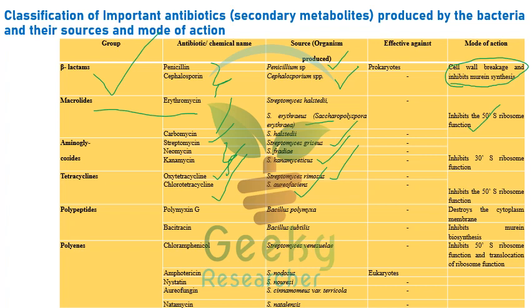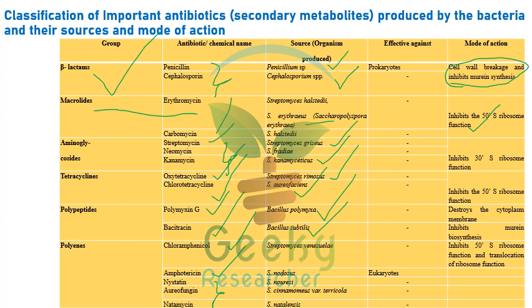When it comes to polypeptides, polymyxin B and bacitracin. Polymyxin is isolated from Bacillus polymyxa, and bacitracin is isolated from Bacillus subtilis. The mode of action of polymyxin B is to destroy the cytoplasmic membrane, whereas bacitracin inhibits murein biosynthesis. And when it comes to the polyene group, chloramphenicol, amphotericin, nystatin, aureofungin, and other fungicides come under it. So it normally inhibits ribosome function.